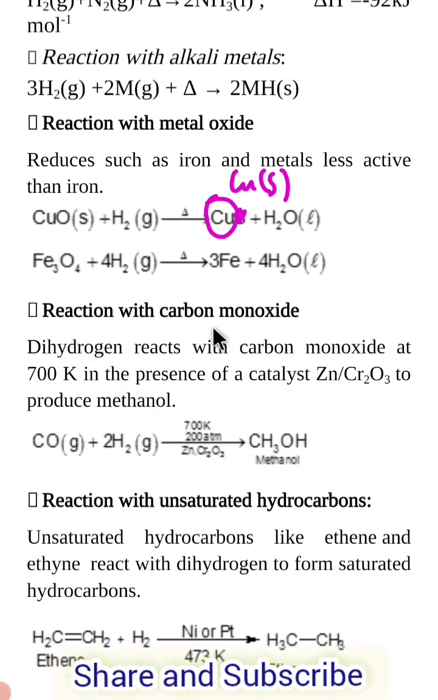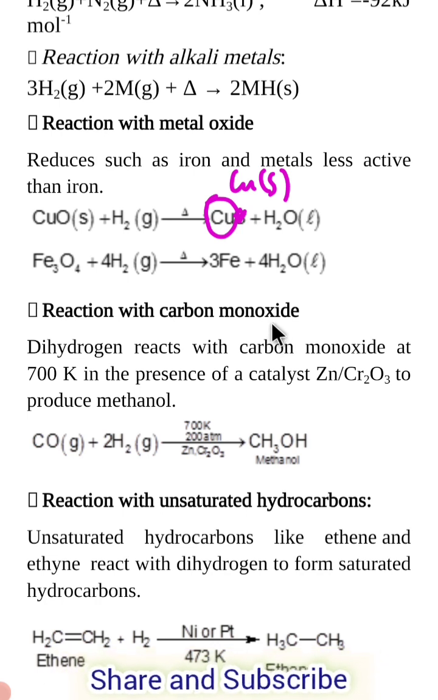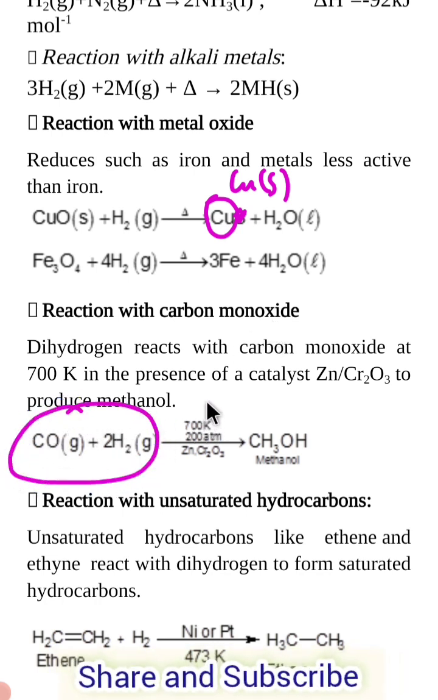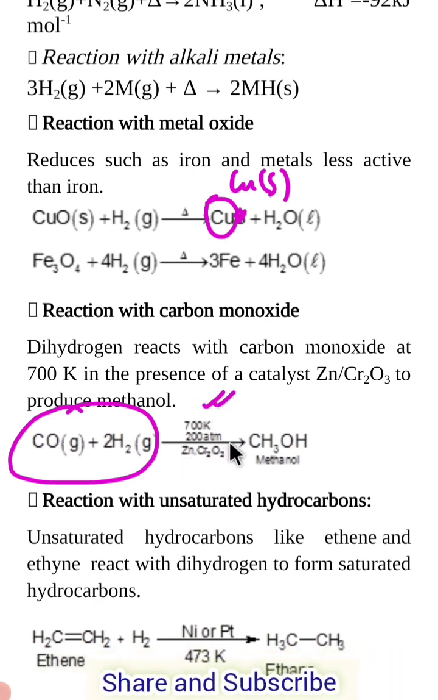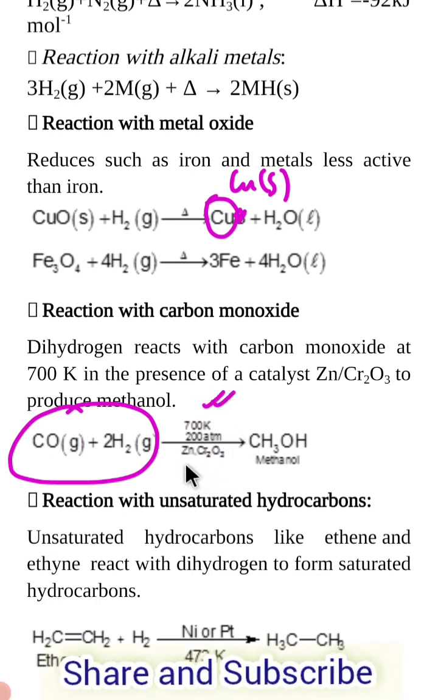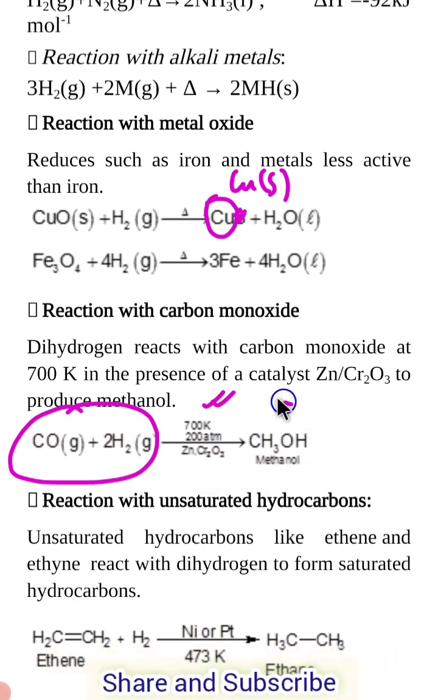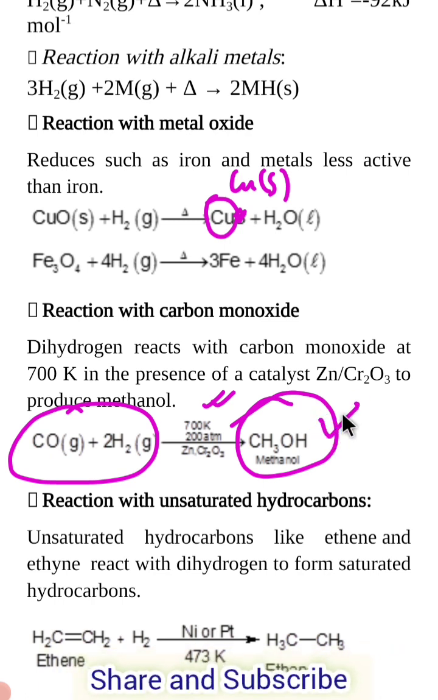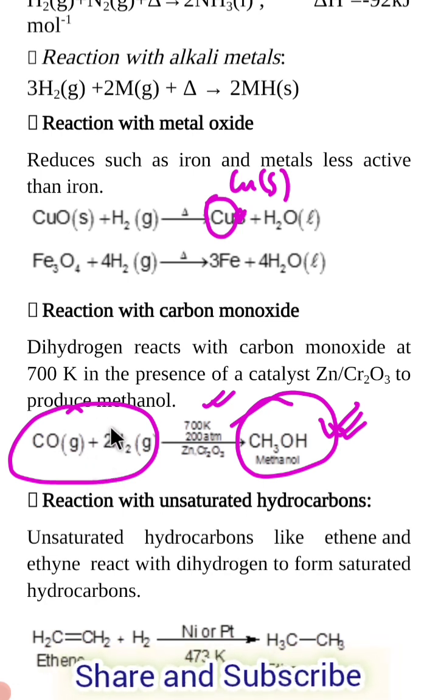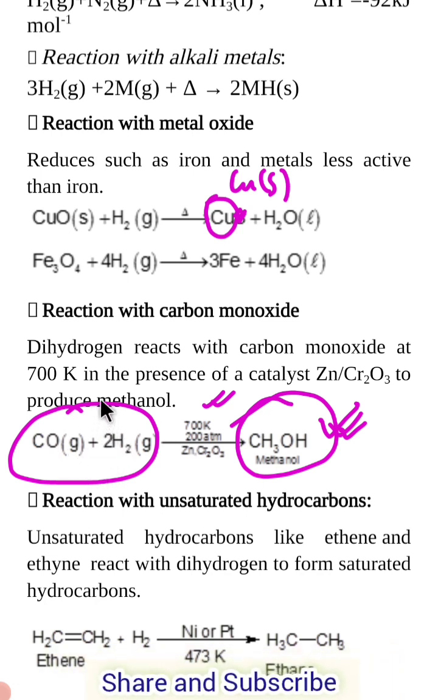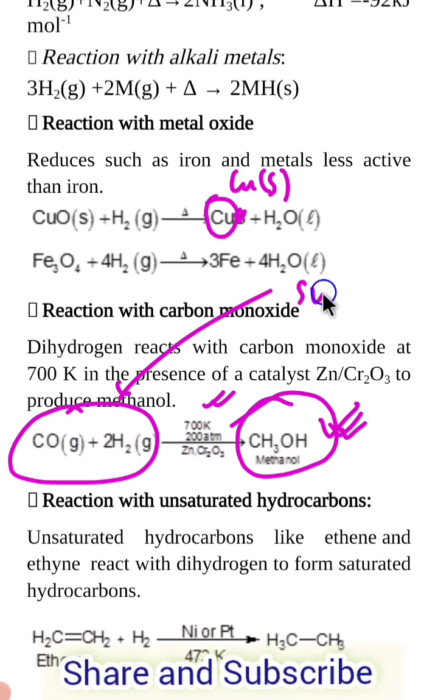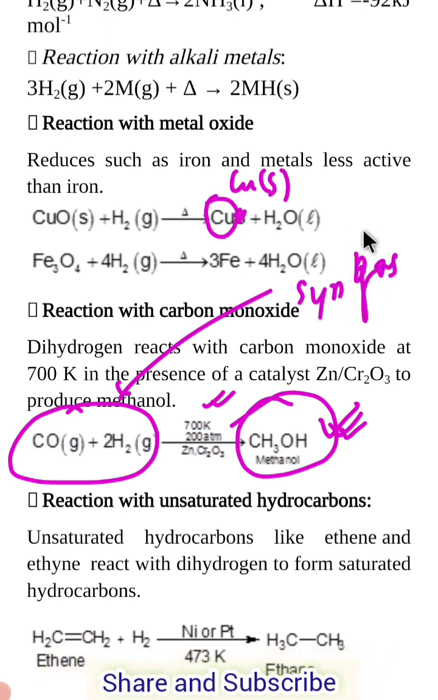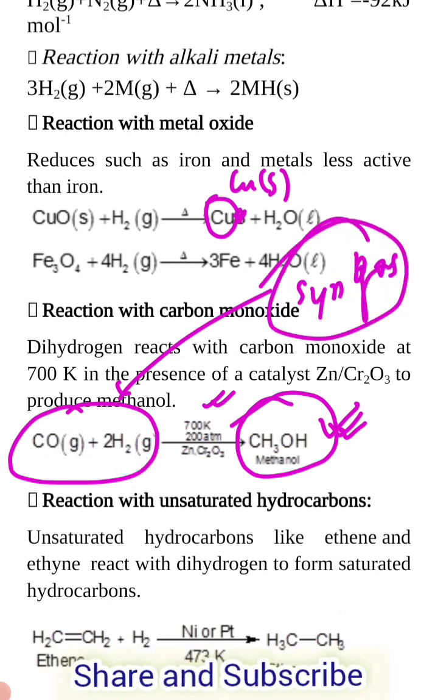Next reaction is with carbon monoxide. Carbon monoxide and hydrogen are reacted at 700 Kelvin, 200 atm pressure, in presence of zinc and chromium oxide to form methanol. For this synthesis, this mixture is also called synthesis gas, or syngas. Water gas is also called syngas. So syngas is nothing but a mixture of carbon monoxide and hydrogen.